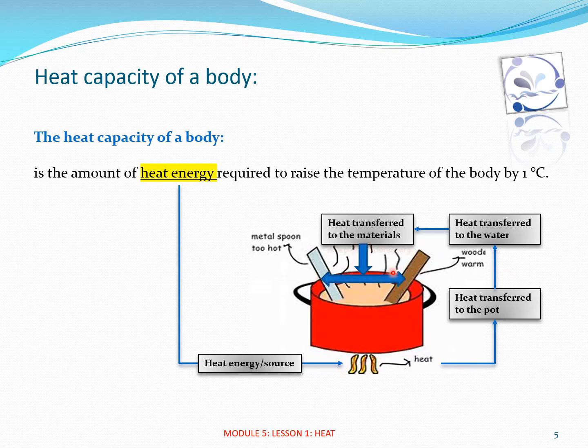You will notice that these 2 objects are absorbing the same amount of heat, but they are not reaching the same temperature. At this stage, you'll notice that the wooden spoon is warm, but a metal spoon is hot. This is because of the heat capacity of a body. They have different heat capacities due to their material.